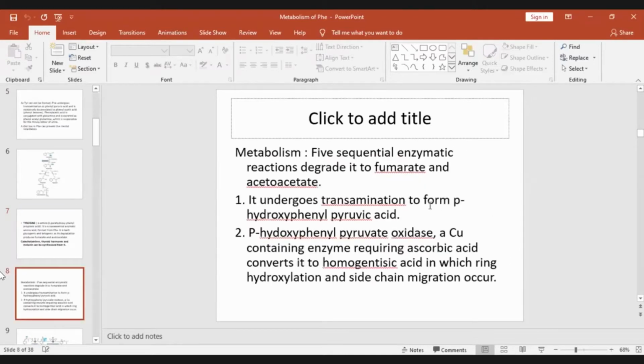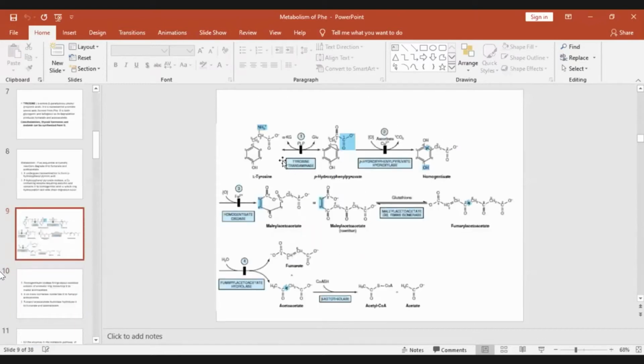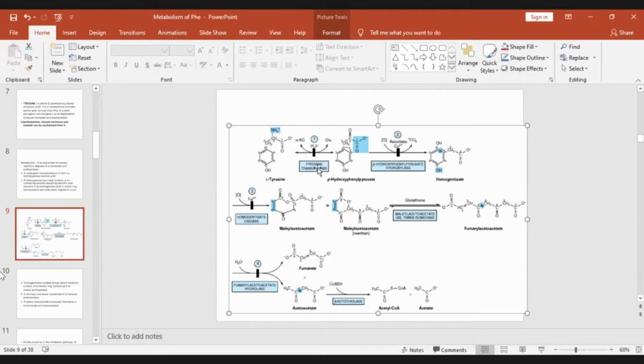Metabolism involves 5 steps. In step 1, tyrosine undergoes transamination to form hydroxyphenyl pyruvic acid. The transamination results in removal of the amino group, and oxidation forms para-hydroxyphenyl pyruvic acid. Tyrosine transaminase deficiency can result in an inherited disorder, type 2 tyrosinemia.